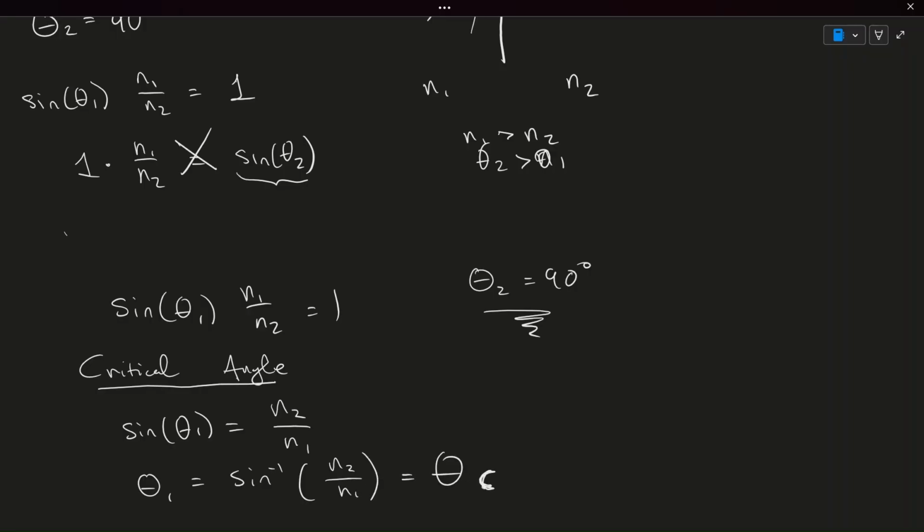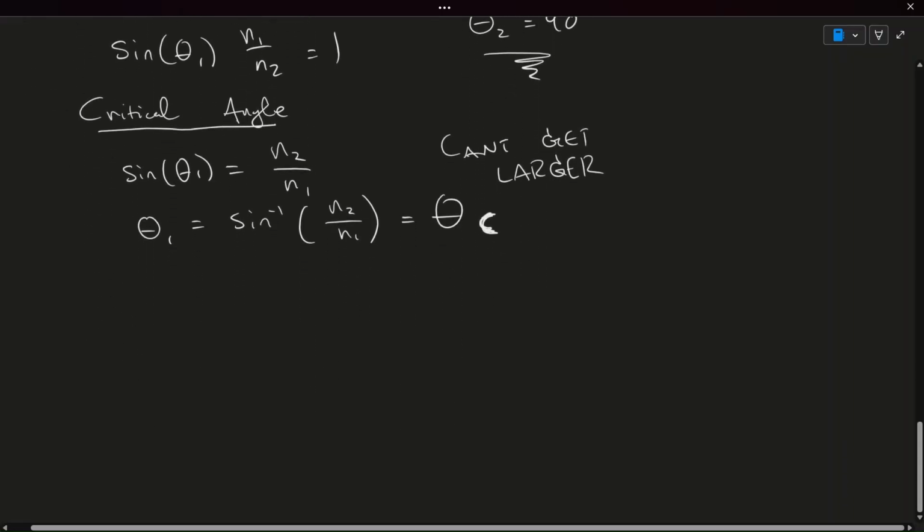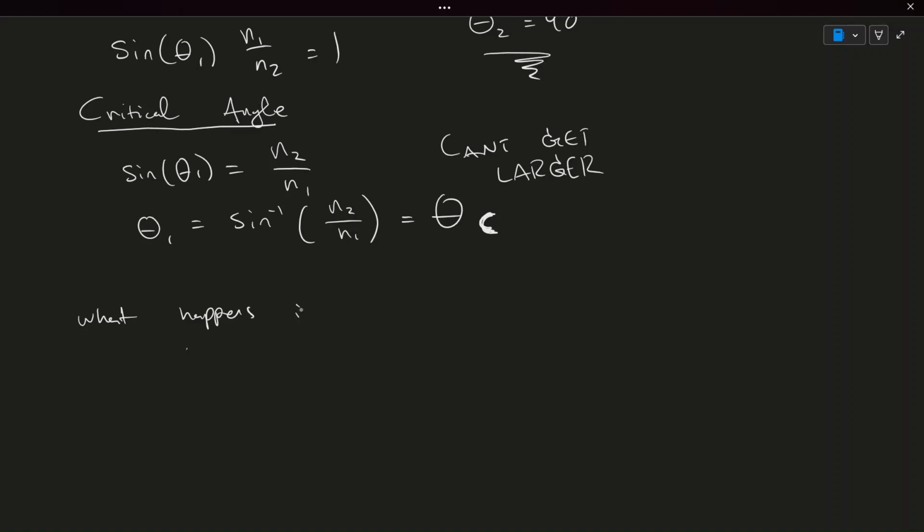This is a specific angle based on the material properties that you basically can't go past. You can't go past this angle, so you can't get larger. Why? Because then the equation no longer holds. So what happens to the ray if we shoot it at a large angle? What happens if theta 1 is more than the critical angle? Then we have a phenomenon known as total internal reflection.